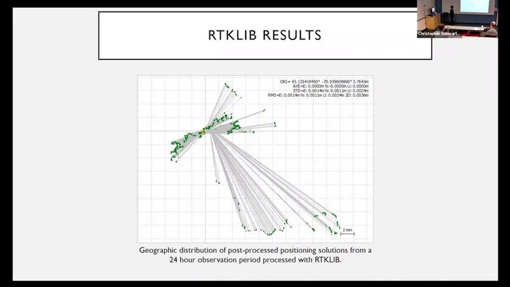Results. Here's the geographic distribution of post-process solutions for the antenna observations during a 24-hour period. So each of these observations are taken at 1 hertz. We can see that the distribution of the observations is very tight. The grid lines here are only spaced at 2 millimeters. And so the solutions are distributed very tightly throughout the 24-hour period, and we're only seeing about 3 centimeters of uncertainty on each axis.